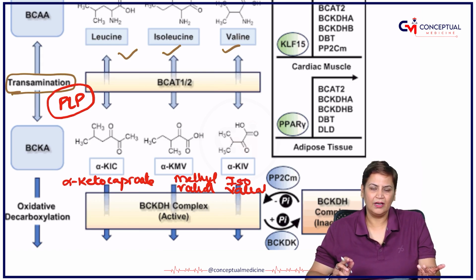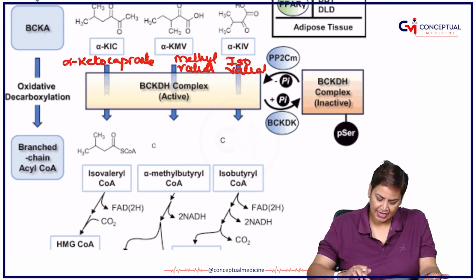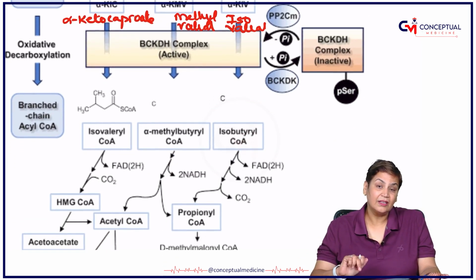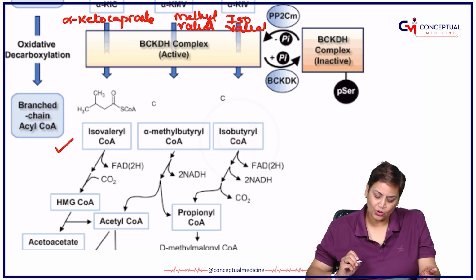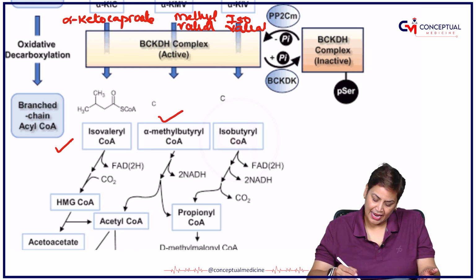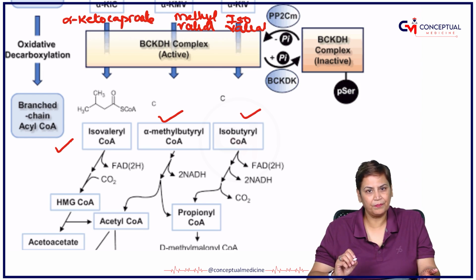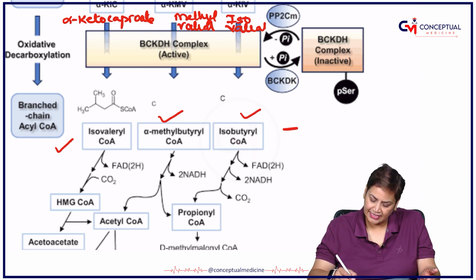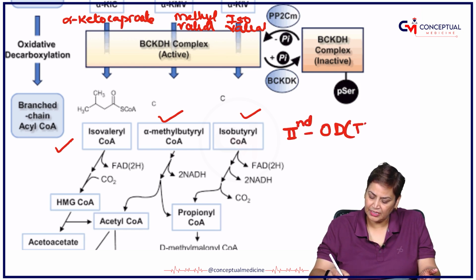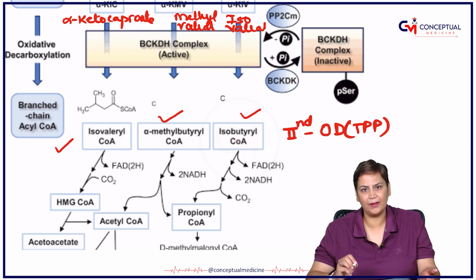It's like TOD. TOD means T stands for transamination, O stands for oxidative decarboxylation, and D stands for dehydrogenation. So it's up to you, you can remember this. Then the second step is oxidative decarboxylation. So it is going to form isovaleryl-CoA, alpha-methyl-butyryl-CoA and isobutyryl-CoA. Right? So this is your second common step, which is oxidative decarboxylation requiring TPP as a coenzyme.